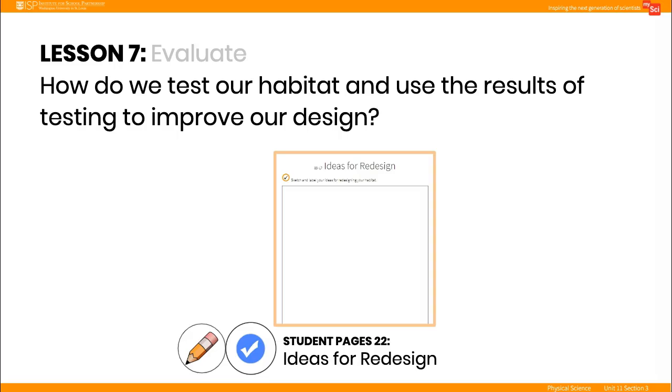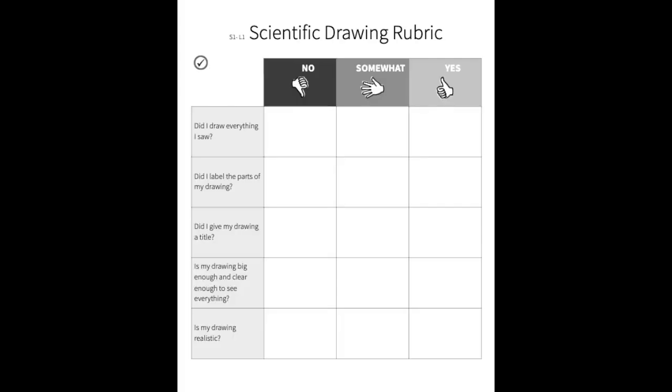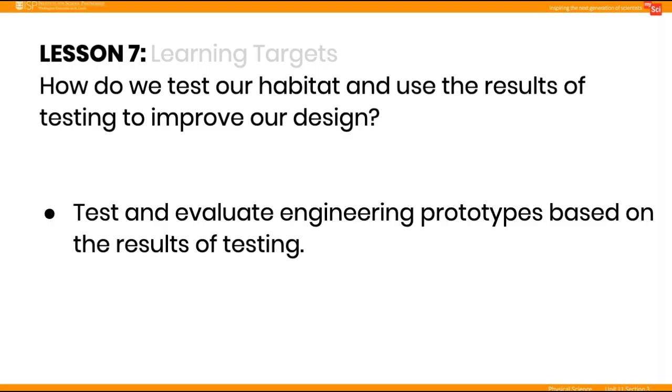In the Evaluate, allow more time for students to work in teams, planning for a redesign, using Student Journal page 22, Ideas for Redesign. Evaluate their sketches based on the scientific drawing rubric on Student Journal page 3 and their ability to explain what evidence from the tests of the prototypes supports the changes they make to their design. By the end of this lesson, students will test and evaluate engineering prototypes based on the results of testing.